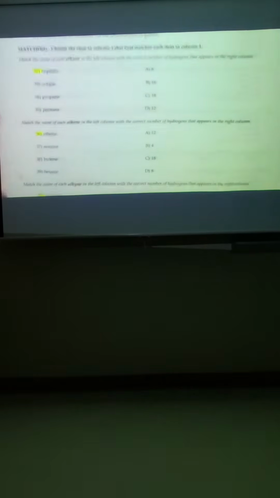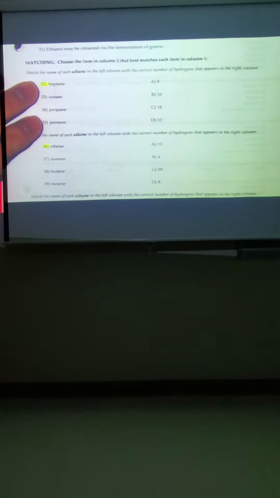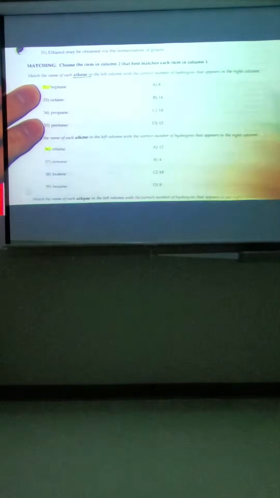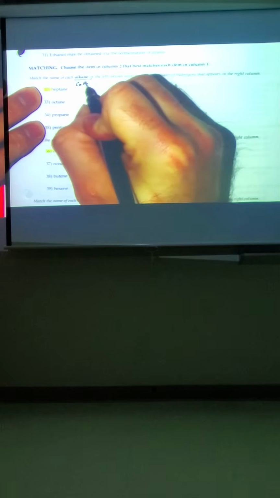This matching section, a couple were kind of hit or miss, so I'm just going to show you how to do one, and then you can deal with the rest. And you already have this homework, but this is for students that submitted some questions. In this situation here, we're looking for an alkane. We just need to remember that alkanes are CnH2n plus 2.